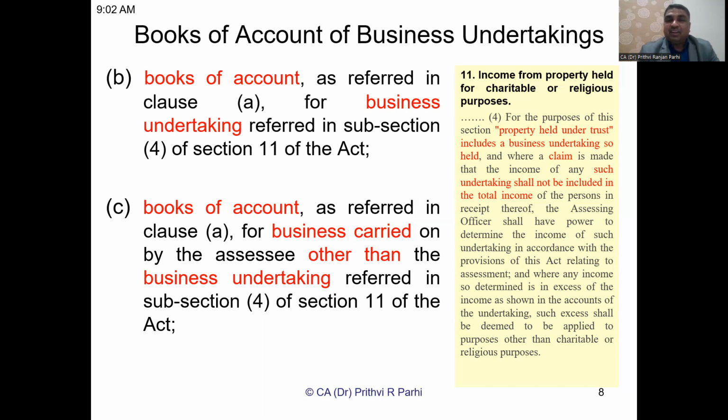Section 11(4) you can refer to. This is talking about if there is some business undertaking. Let us say there is an NGO which is having some other business undertaking. That business undertaking will also be treated as property held under trust. So in essence, for every business undertaking and for every business carried on other than the business undertaking, books of accounts are required to be kept.